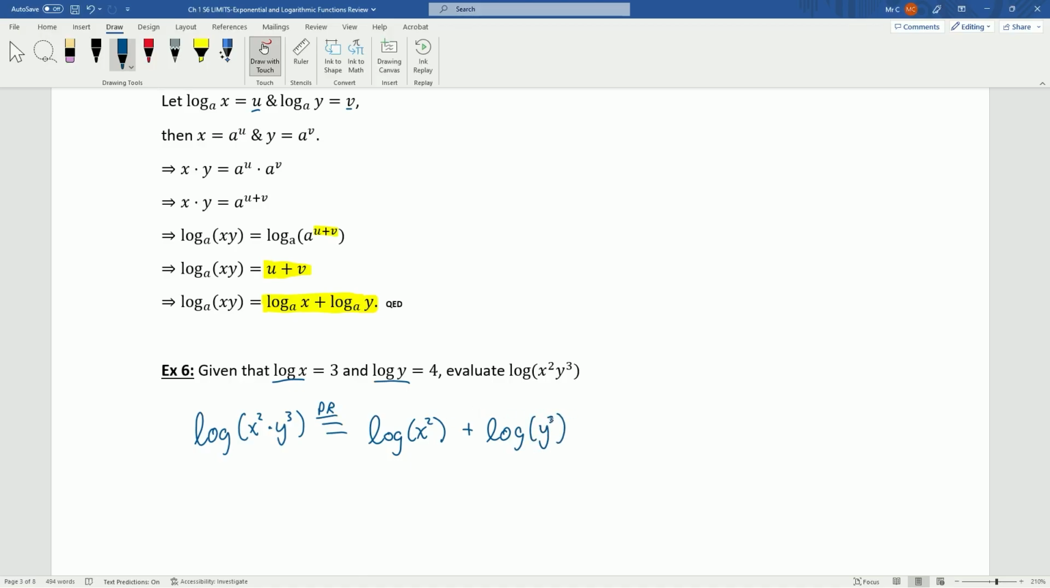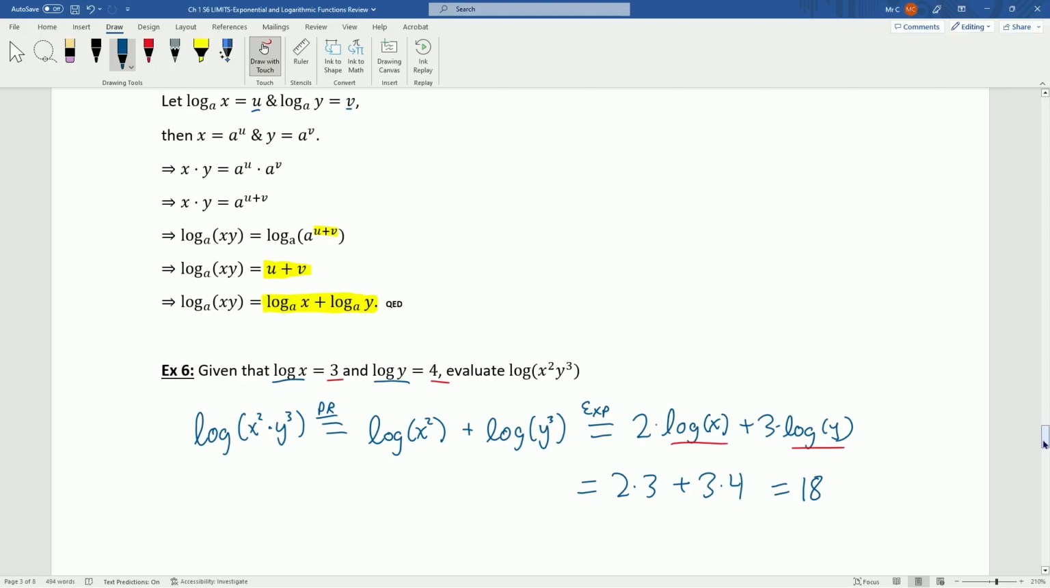And now I have an exponent inside each of these logarithms. So if I use my exponent rule for logarithms, that tells me I could just move the exponent in front of the logarithm. This is 2 times 3 plus 3 times 4. All I've done at this stage is just plugged in the number for each one. 2 times 3 is 6, 3 times 4 is 12, 6 plus 12 is 18. Okay, that's it for that one.